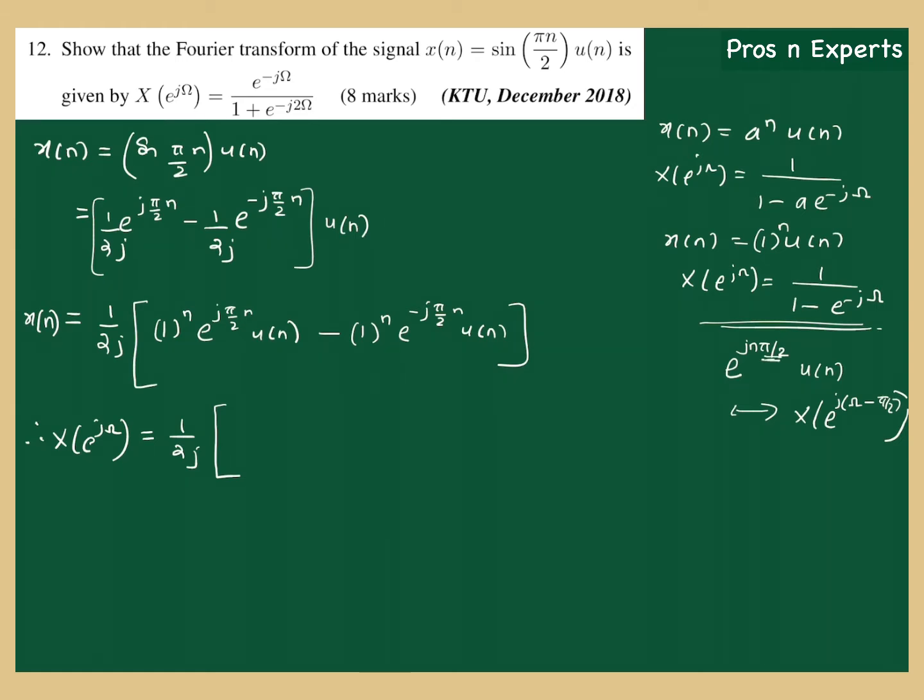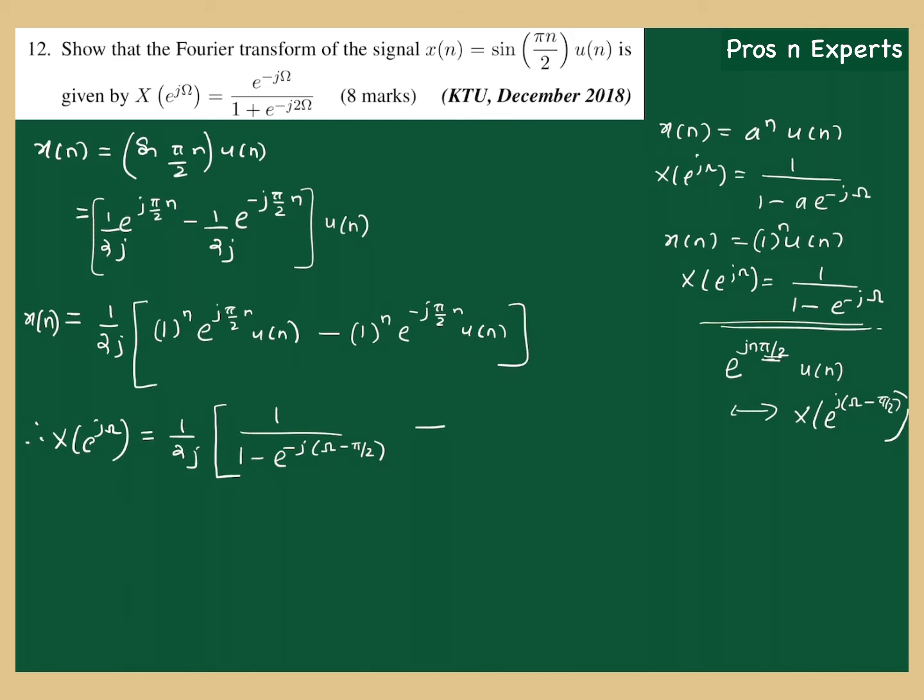Okay, so I can write the Fourier transform of this term as, instead of 1 by 1 minus e raised to minus j omega, as you can see in this relation, we have to shift the frequency. So omega becomes omega minus pi by 2. Okay, that is the first term.